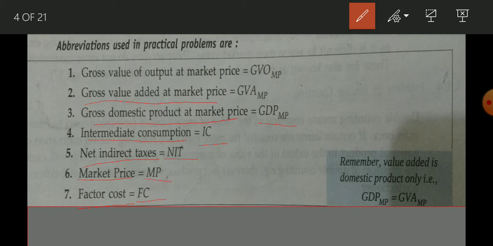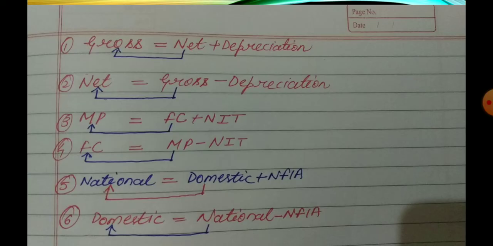Most important thing is this: GVAMP and GDPMP both are the same thing. Whenever you use the production method, you are going to get GVAMP, and GVAMP means you are going to get GDPMP. Make a quick revision of basic equations so that you are able to convert one aggregate into another.